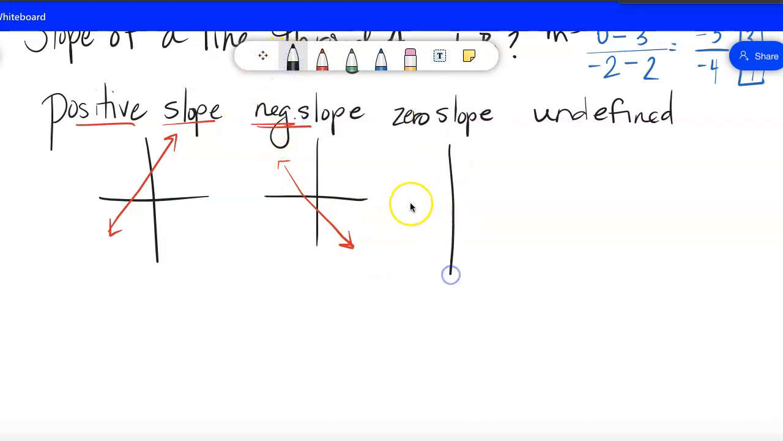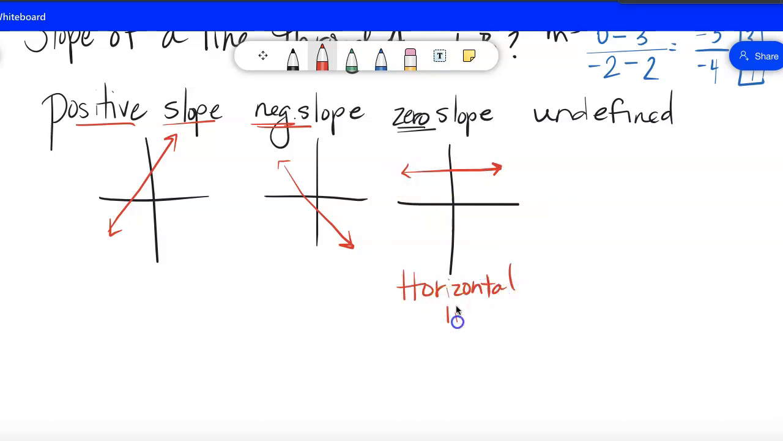A zero slope means exactly what it says. It does not slope at all. It has zero slope. That would be a horizontal line. Every time the slope says the word zero, that is a number. Slope is 0.